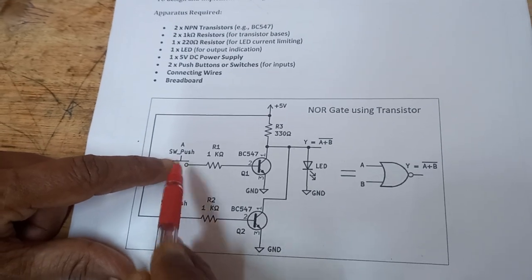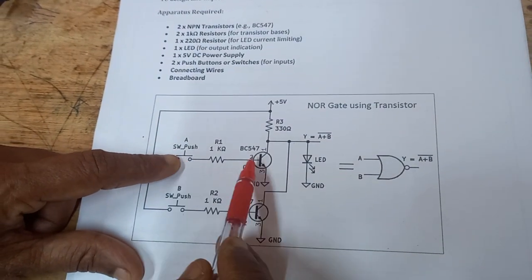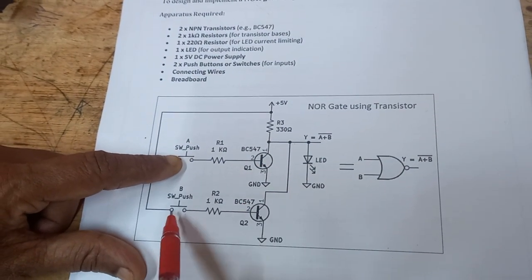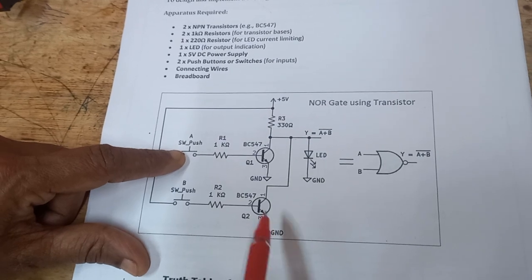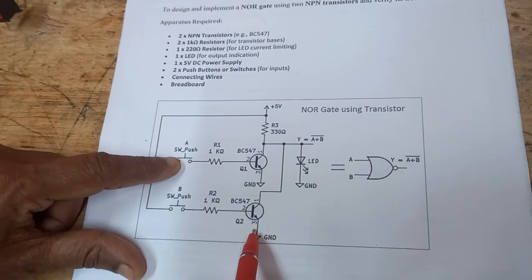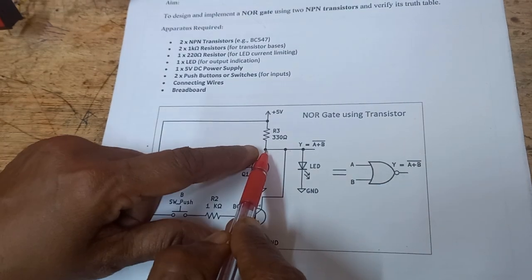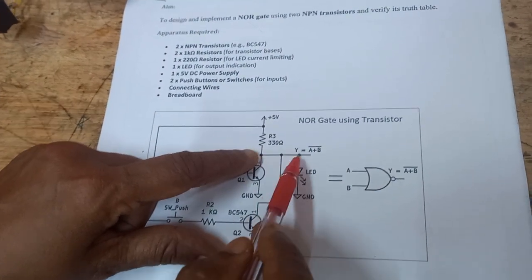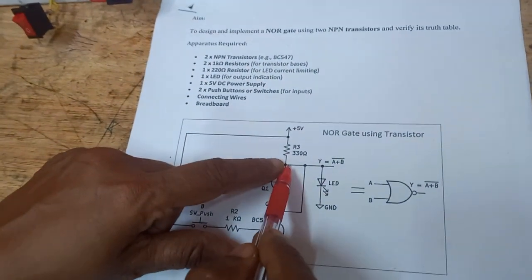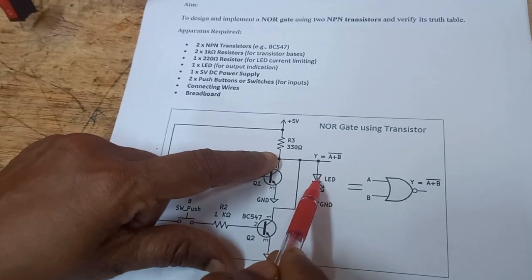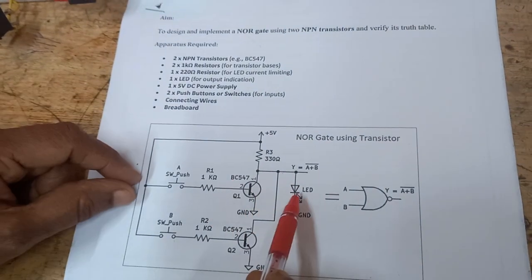When any one of the switches is off, suppose this is off, this is on. If this is off, this transistor will become off. This is on, this transistor becomes on. When this transistor becomes on, it acts as a closed switch. The ground is connected to the collector. So since the ground is connected to the collector, the same ground connects to the LED. Therefore, LED turns off.